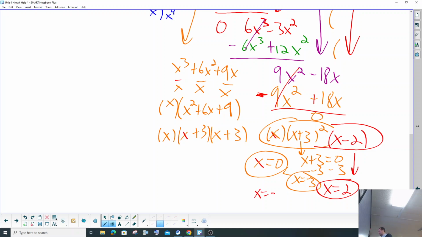X equals negative 3 is what we said there. And that's with a multiplicity of 2 because of the squared. So really we'd say that x equals negative 3 with a multiplicity of 2.